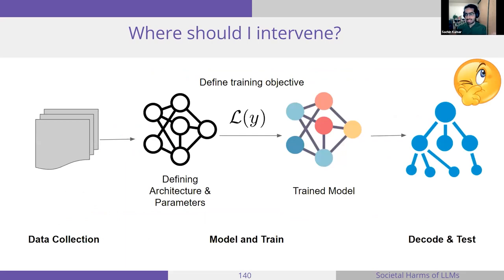Now, since there are many places to effect change, the question is, where should I intervene? There are so many steps and so many ways to do interventions. But we don't have the answer to that. None of these approaches are perfect. And in practice, a combination of all of these techniques is required. And most of the language models that are coming out more recently are trying to employ a combination of these as well.